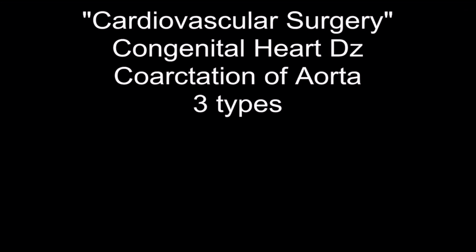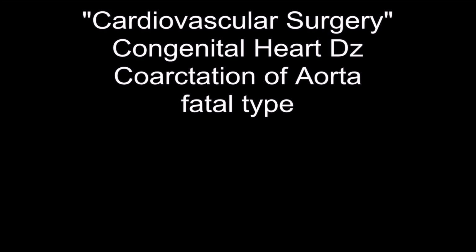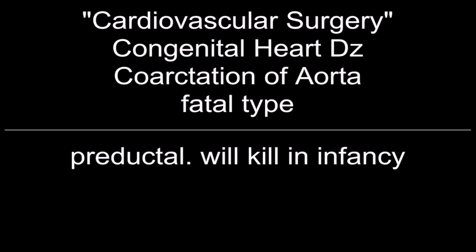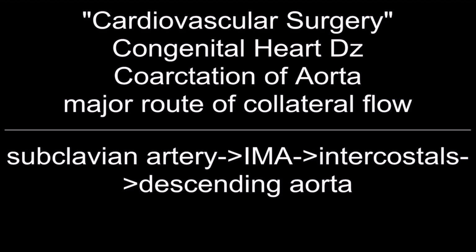Coarctation of aorta, what are the three types? Preductal, juxtaductal, and postductal. Coarctation of aorta, which one is the fatal type? Preductal, will kill in infancy. Coarctation of aorta, major route of collateral flow. Subclavian artery to IMA to intercostals to the descending aorta.